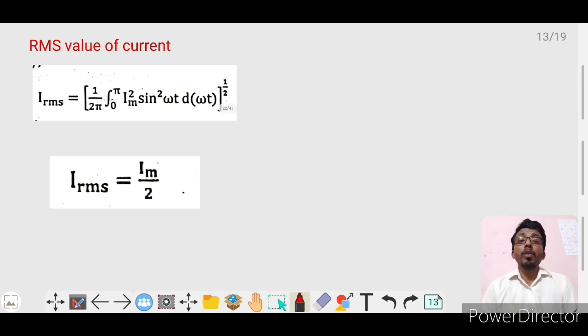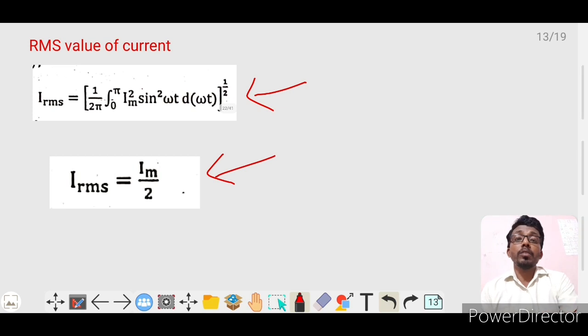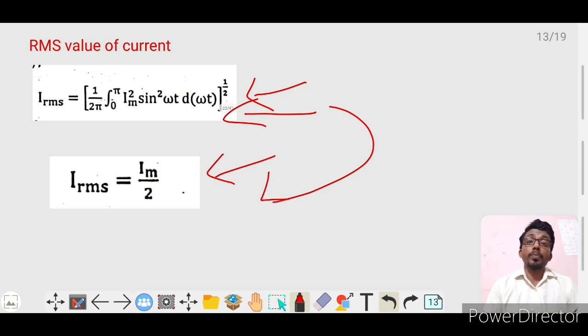Actually, the RMS value of current is given by this particular formula. This is simply the formula used to find any RMS value, root mean square value. So the RMS value which we are getting is I_RMS equals Im by 2. Just integrate this particular term and you will get this value.